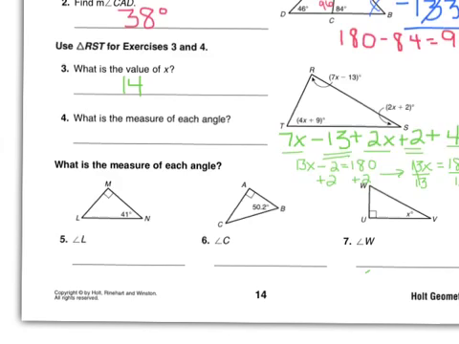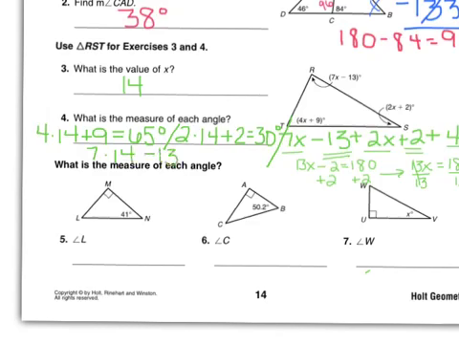You plug it back in. Plug it back in, yeah. So I'm going to start over here, 4 times 14 plus 9. It's going to be 56 plus 9, which is 65 degrees. So there's 1. Let's do the 2x plus 2. I would do 2 times 14 plus 2, which is going to be 30. And then my last one, the 7x minus 13. So 7 times 14 minus 13. That's going to be 85.